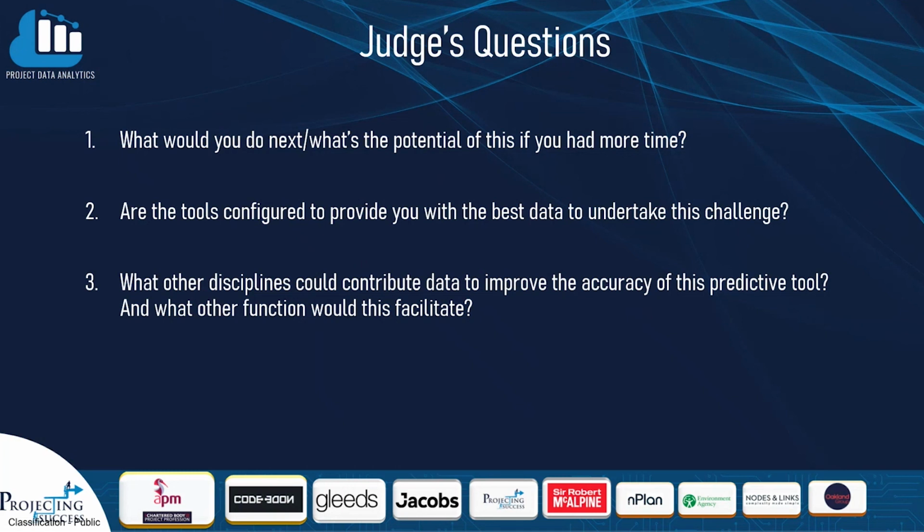3. What other disciplines could contribute data to improve the accuracy of this predictive tool, and what other function would this facilitate? Cost, change, program, overall subcontractor performance, and many other factors can impact on the design success of a project. The most important of these, which would have been useful to have for this hack, would be client change requests, as this could be a cause for a later influx of RFIs and design documentation submittal, rather than our assumption that late RFIs and design documentation is what makes a bad design success.